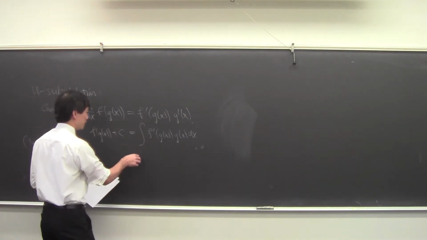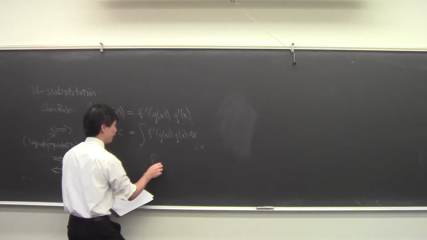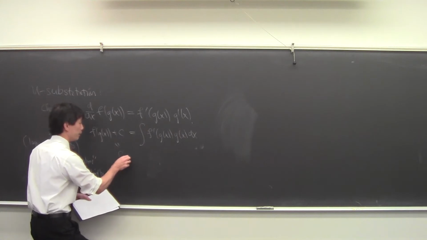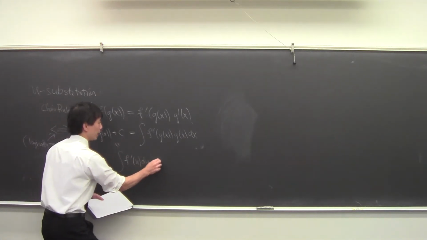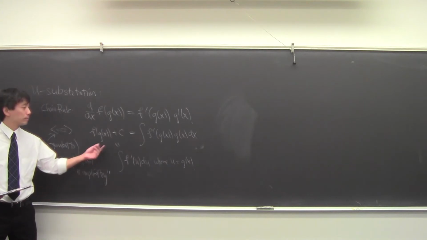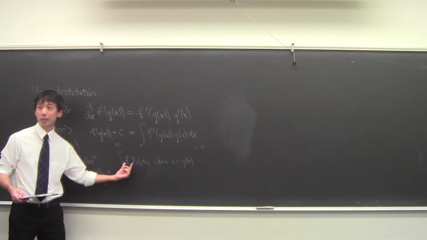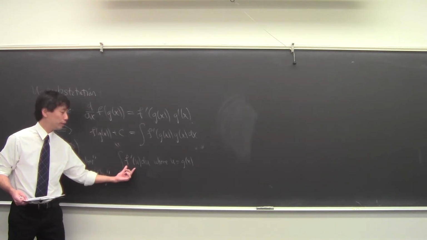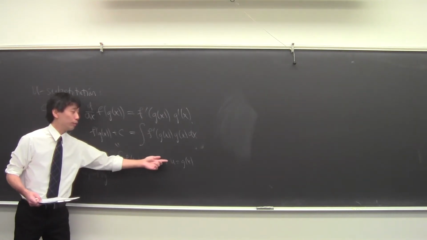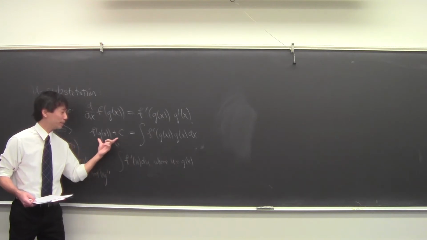What u-substitution is basically saying is that if we rewrite this, it's the same thing as the antiderivative of f prime of u du, where u is g of x. If I take the antiderivative of the derivative, I'm going to get f. The antiderivative of the derivative is f of u, where u is g of x. So that's the same thing as this. Is that clear? I hope it's clear.